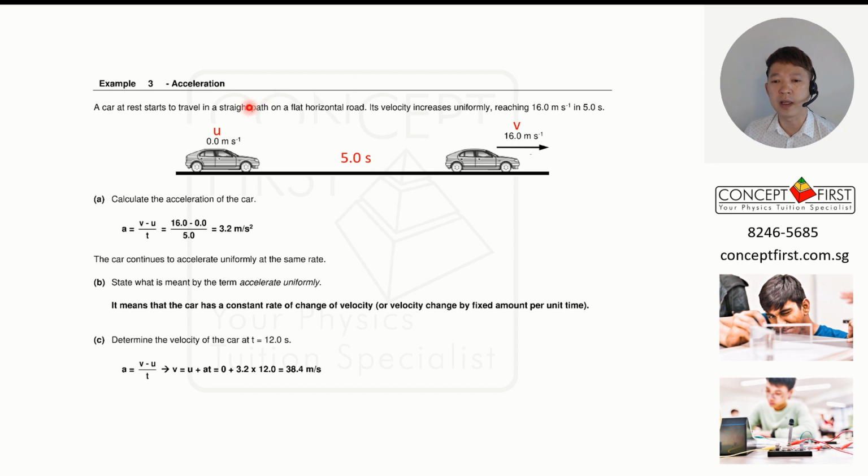So here we have the initial velocity being 0, the final being 16, and the time taken for this journey is 5 seconds. You put into the equation, you get this. Now we really have to understand, physics cannot be just formula and numbers to you. You have to know the meaning behind it. So 3.2 meter per second squared, what does it really mean? It means that the change in velocity is 3.2 meter per second per second.